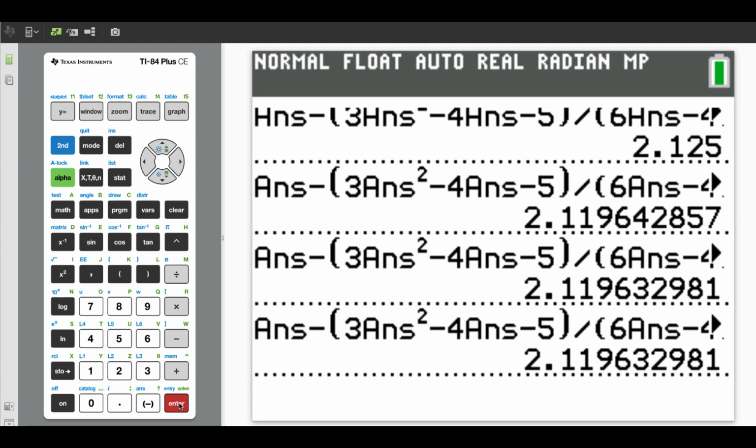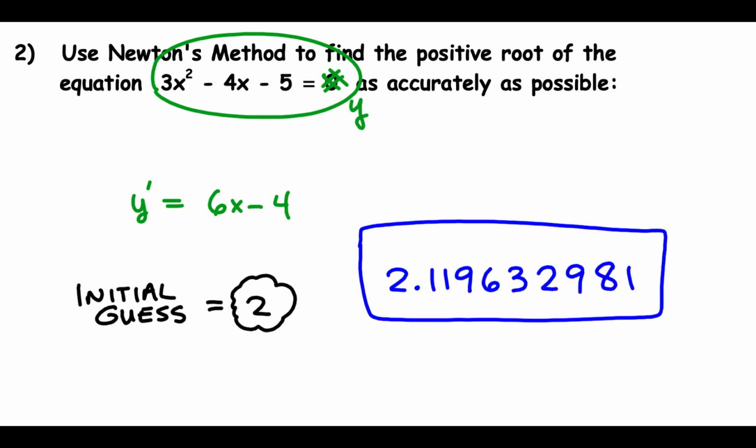2.119632981. I'll write that down on the other page. And that's our answer, and it's as accurate as possible. So, you know, I went out to a whole bunch of places, 9 places to be exact. That's pretty solid. Let's go ahead and cheat and just use the calculator like we're back in Algebra 2 and see what we get. See if we get 2.119.